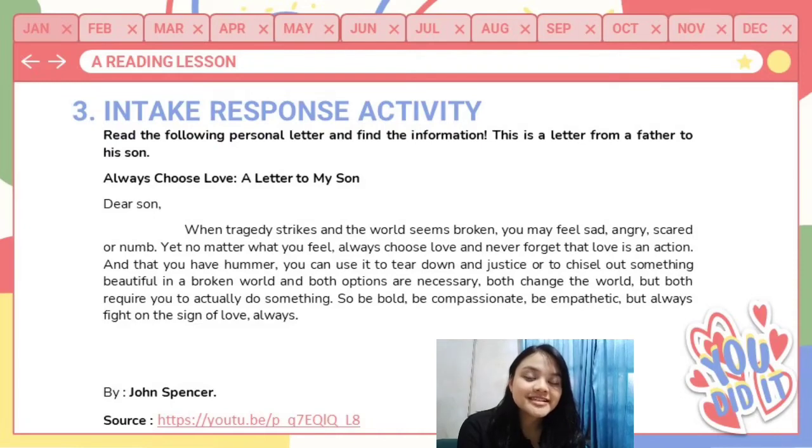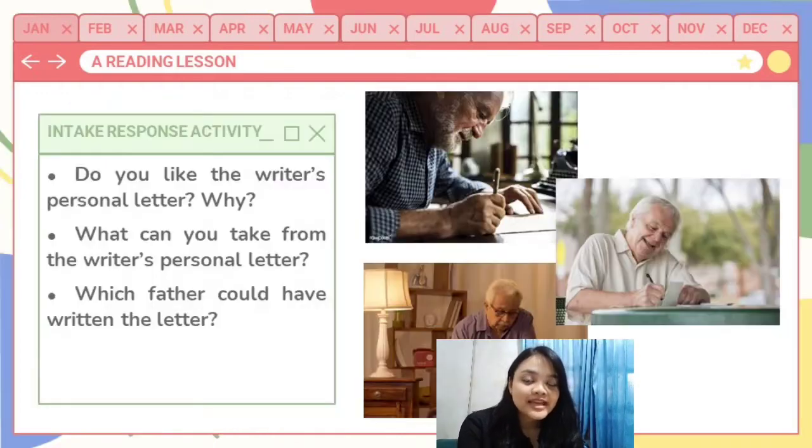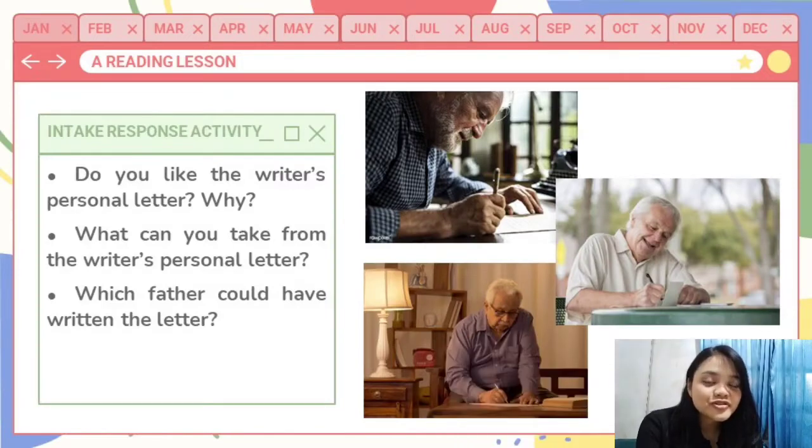The next stage is the intake-response activity. In this stage, I will share with the students an authentic text about a personal letter from a father to his son. I got it from YouTube, written by John Spencer. After reading the text, I want the students to share their impression or reaction regarding the text by asking, what do you think about the personal letter? Do you like it? What can you take from the personal letter?